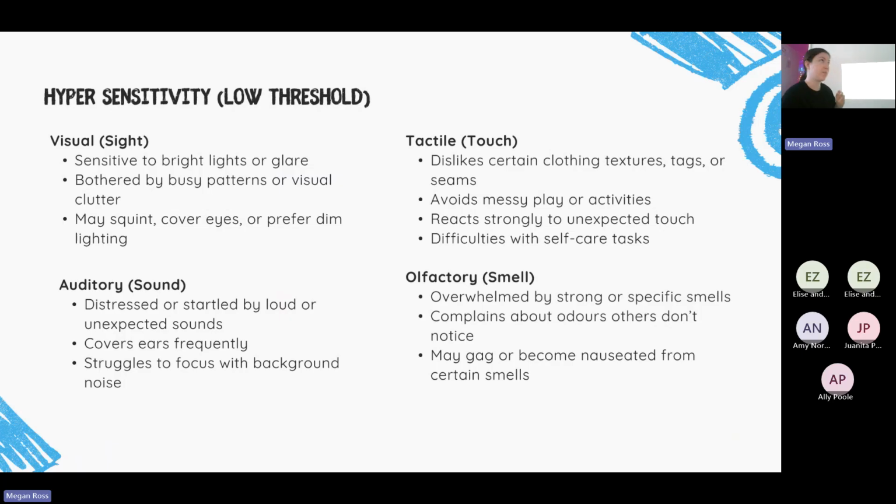And I guess keeping in mind, you may not always notice it if they're more of that passive responder. They might just seem a little bit like not doing super well, feeling a little flat or sort of zoning out. Whereas if they're more active, they might be trying to leave or run away. And then also struggling to focus with background noise.